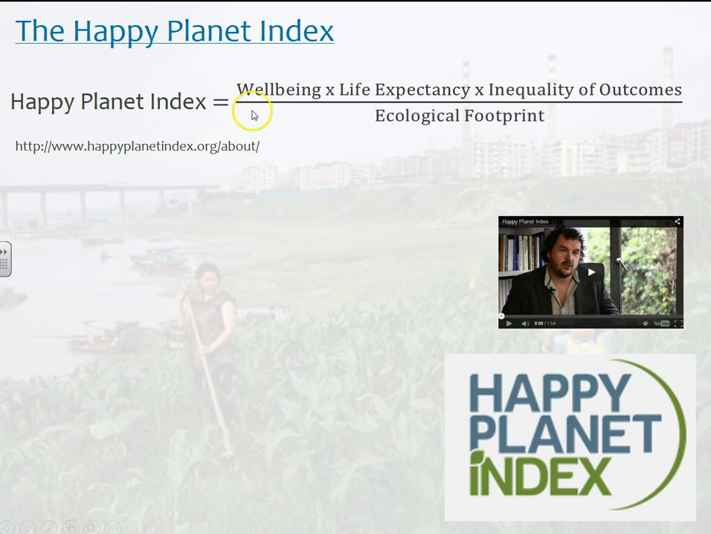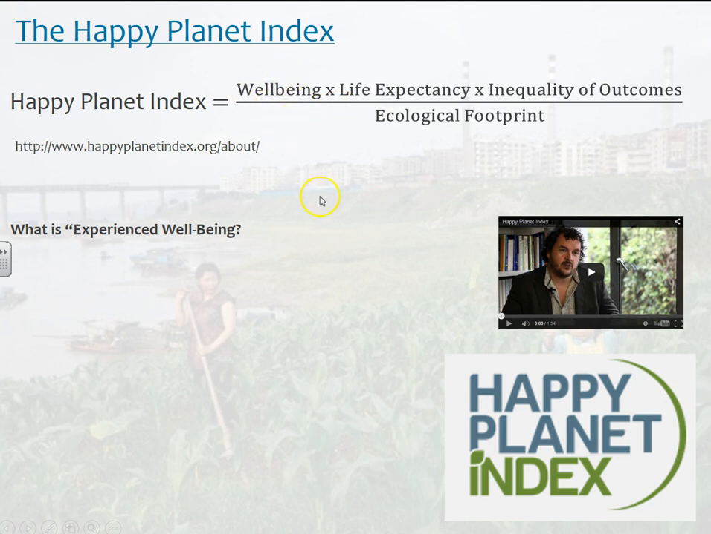So the formula for the Happy Planet Index is they take your well-being score times your life expectancy score times your inequality of outcomes. This is pretty common in a lot of these metrics. But what's really interesting about the Happy Planet Index is it actually divides it by the ecological footprint. And so, first of all, experienced well-being.